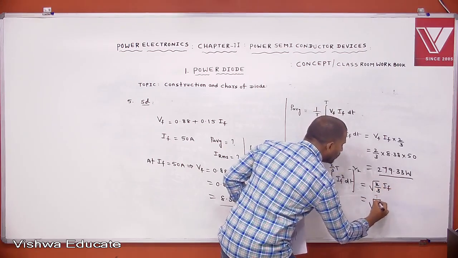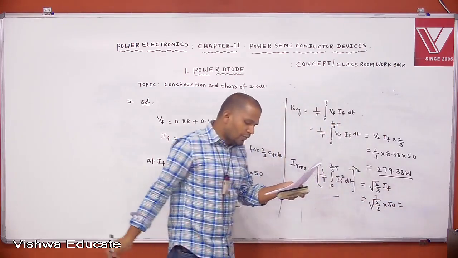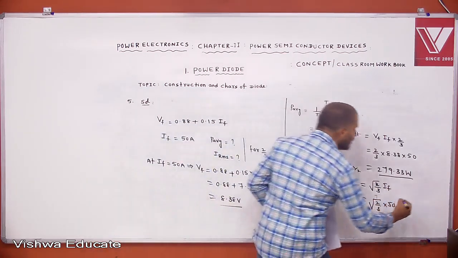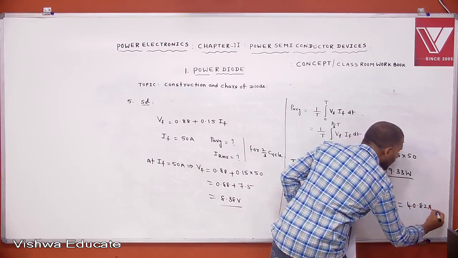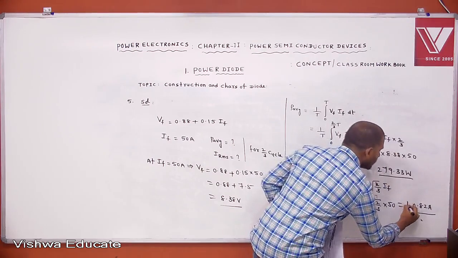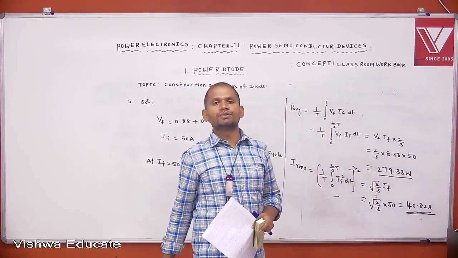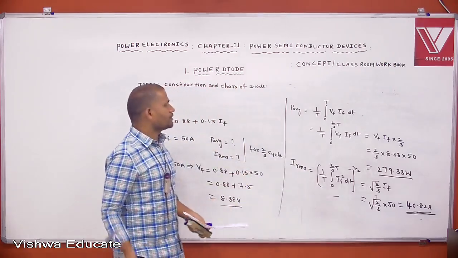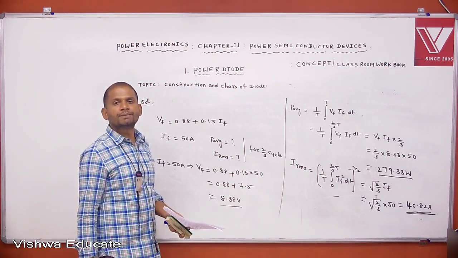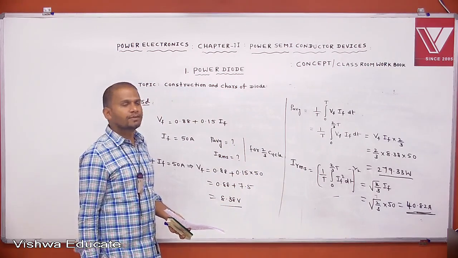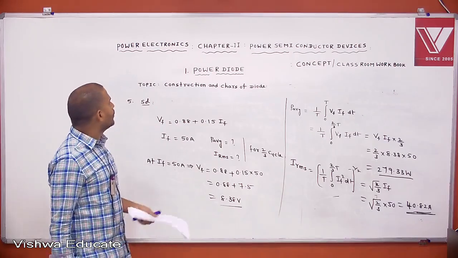Then root 2 by 3 into IF is how much? 50. Then you simplify that value, you can get 40.825 amperes. 40.82 amperes, this we can get. Understood? Okay. Like this we can solve. Clear? Yes. This IRMS equals 40.82 amperes.